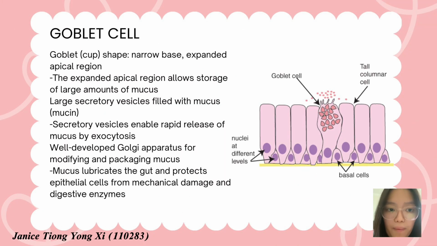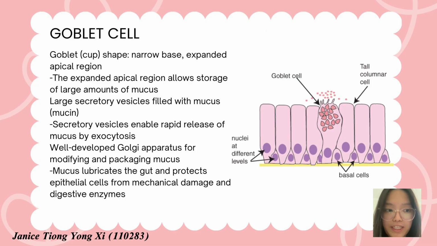The first one is goblet cells. Goblet cells have a narrow base and expanded apical regions. The expanded apical region allows storage of a large amount of mucus. Large secretory vesicles filled with mucus enable rapid release of mucus by exocytosis. A well-developed Golgi apparatus modifies and packages mucus. Mucus lubricates the gut and protects epithelial cells from mechanical damage and digestive enzymes.